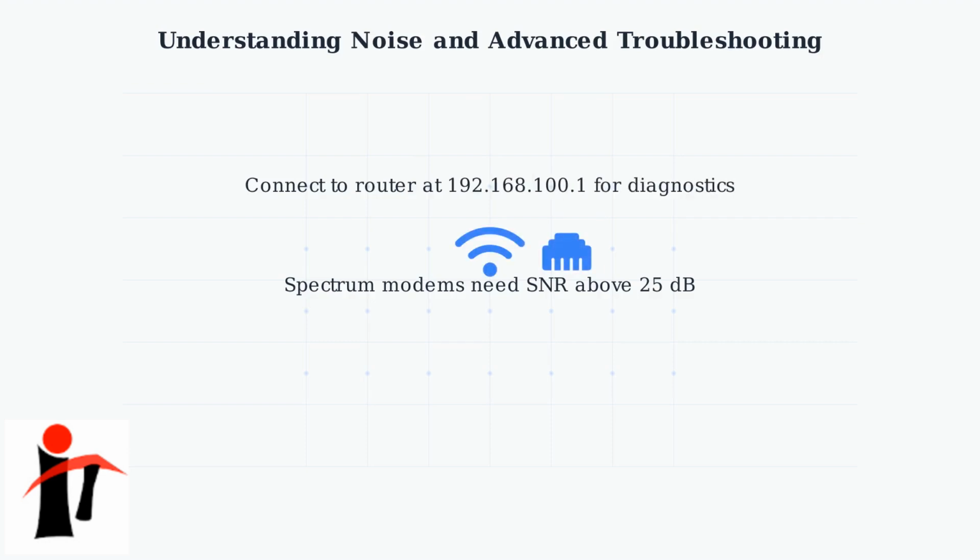Use an Ethernet cable to connect your computer directly to the Spectrum router. Then visit 192.168.100.1 in your browser to access detailed connection logs and diagnostic information.